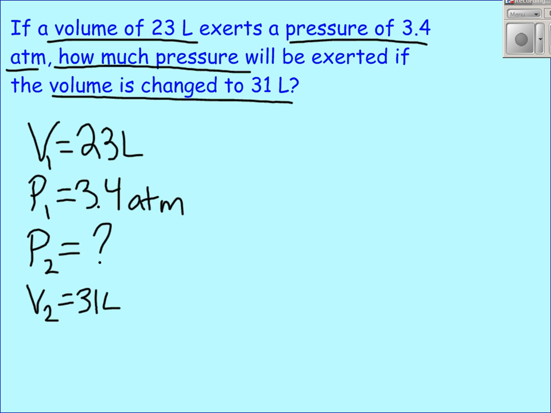Let's do a quick check and make sure that I have the same units. I have both my volumes in liters, which is good. And since my pressure is in atmospheres, I know my final answer will be in atmospheres as well. Now, as I look at these, I notice that I have 2 volumes and I have 2 pressures, which means we're going to use Boyle's law.